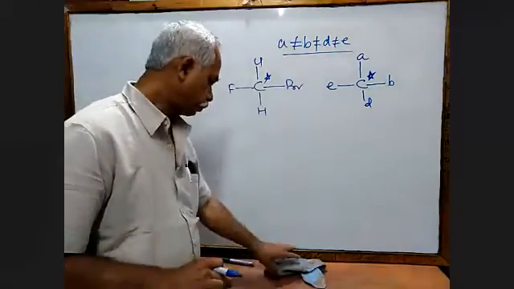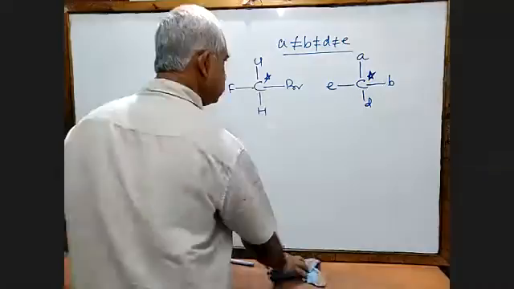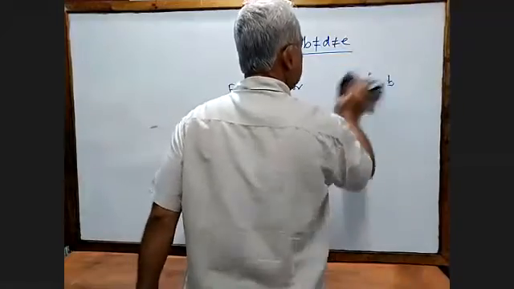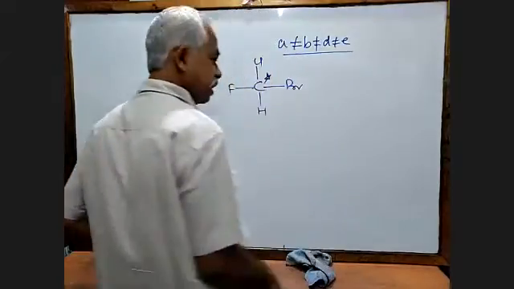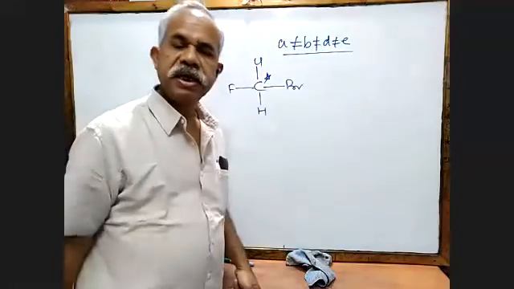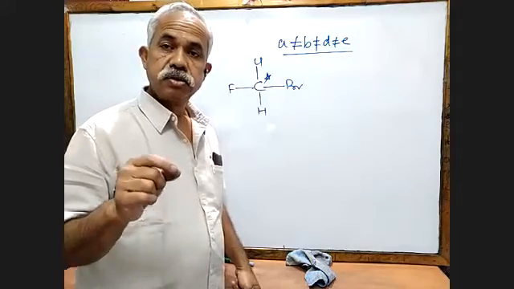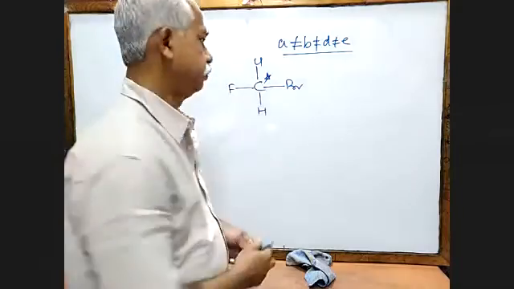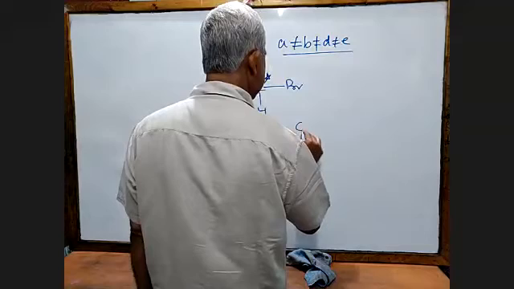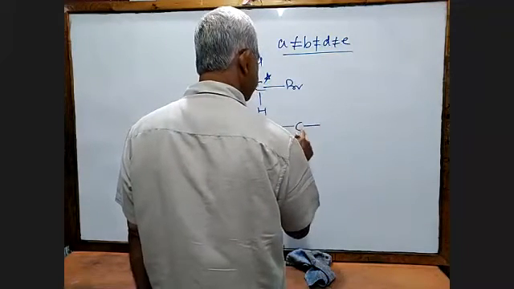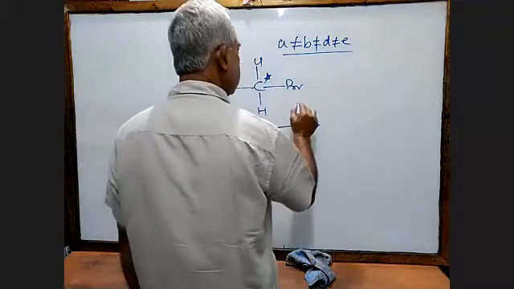Now, let me write another molecule. Sometimes the question comes in the entrance exam: write down an optically active hydrocarbon with the smallest number of atoms. So it should be a compound of carbon and hydrogen only. I'll put the asymmetric carbon here. So what I'll do now, I'll write here now.